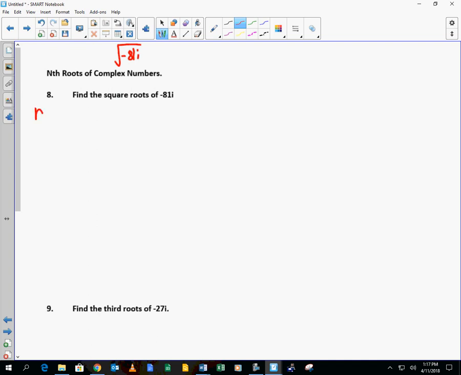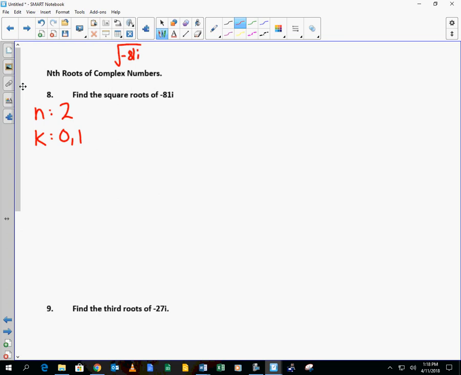We start off by identifying n. What is n? 2, because we're finding the square roots. Very good. Square roots would be 1 over 2. Agreed? So therefore, n is 2. That's the number of solutions. Therefore, k will assume what integers? 0 and 1. Okay?